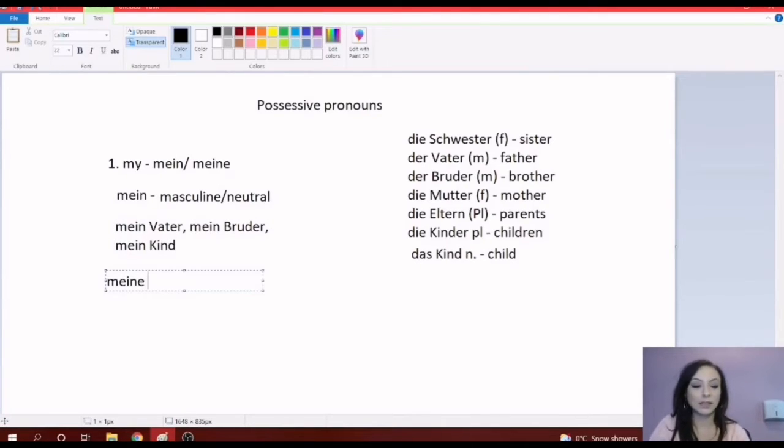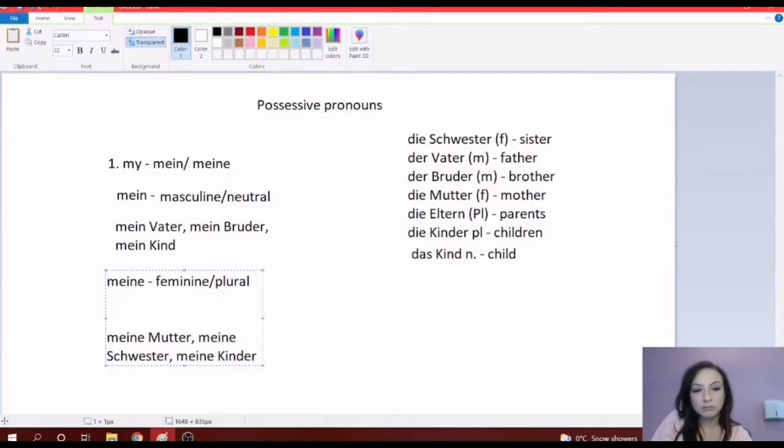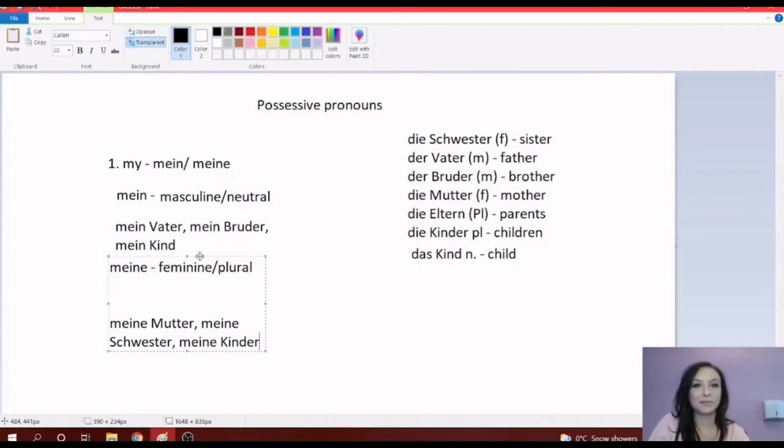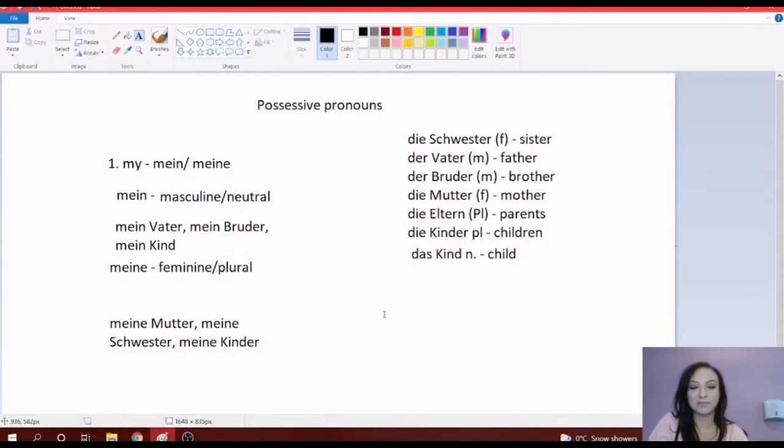Und meine would be used for nouns that are feminine and for plural nouns. Okay, so it would be meine Mutter, meine Schwester, meine Kinder, and that's it. Okay, so basically you have to know the gender, grammatical gender of the nouns.